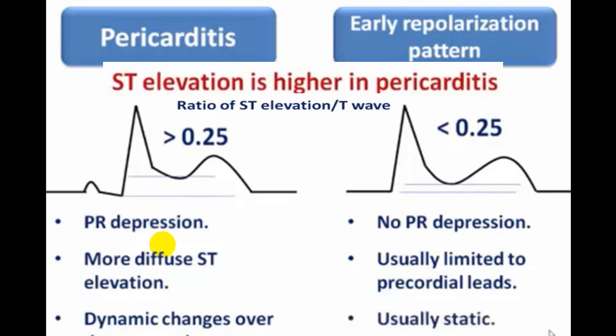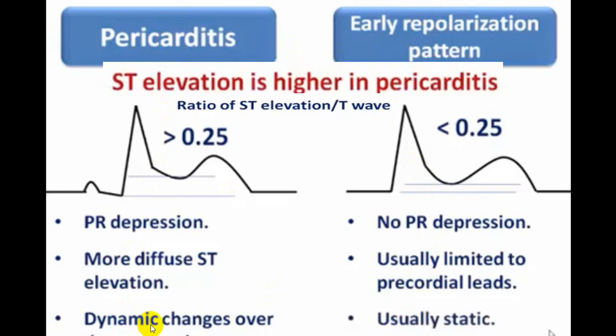Along with that, if you look at the ST segment elevation, the ST elevation to T wave ratio will be more than 0.25, meaning ST elevation is more than T wave elevation. So ST elevation is significantly elevated, while in early repolarization, the ratio is always less than 0.25. So this is another main difference to confirm whether this is pericarditis or early repolarization. And in early repolarization, the changes will remain the same, while in pericarditis, those changes will change over a period of days and weeks.